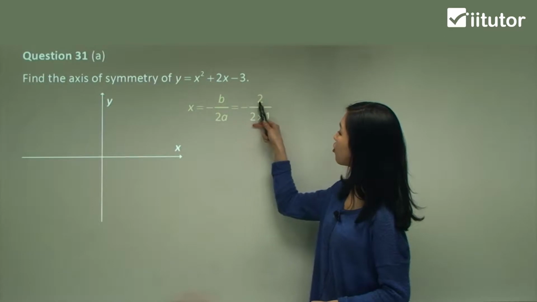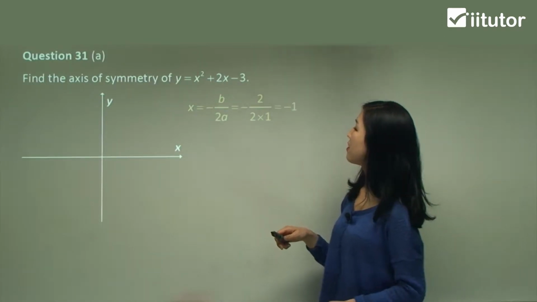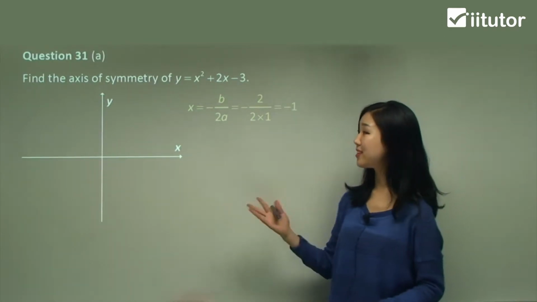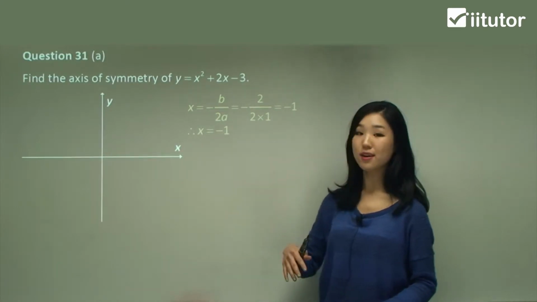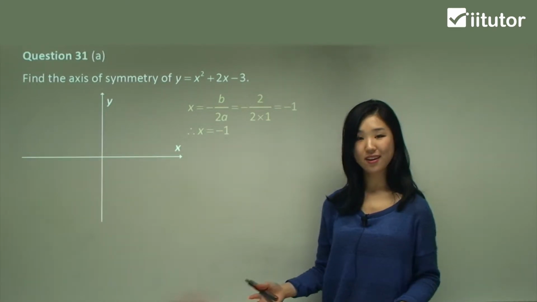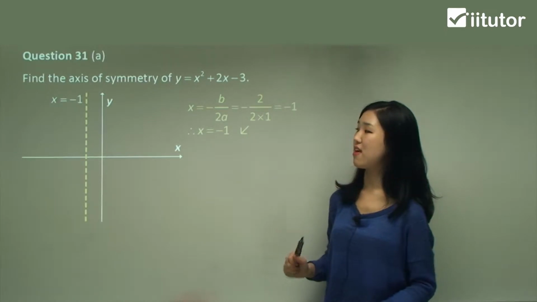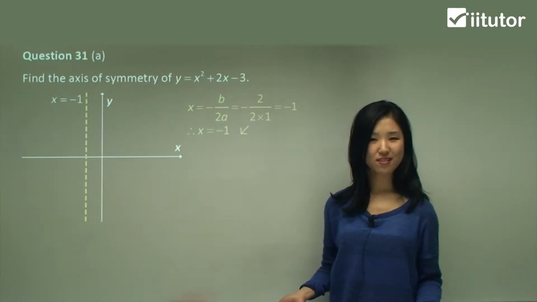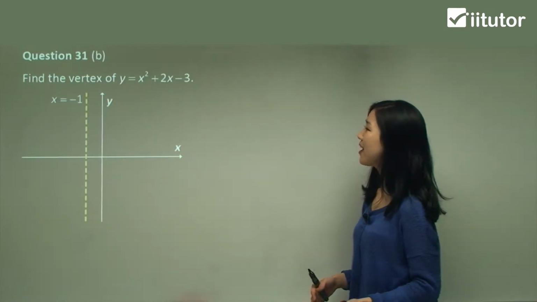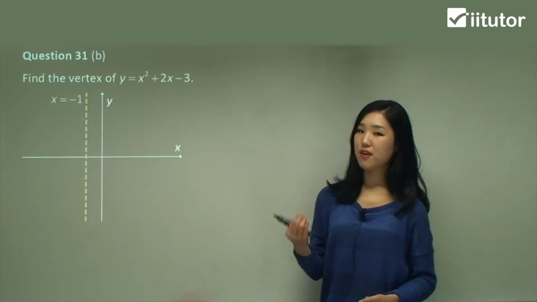So b is 2, a is 1, that becomes negative 1. So our axis of symmetry is simply x equals negative 1, okay, which is given by this line over there. And that's it. So very, very simple, isn't it? Now b, it says find the vertex.